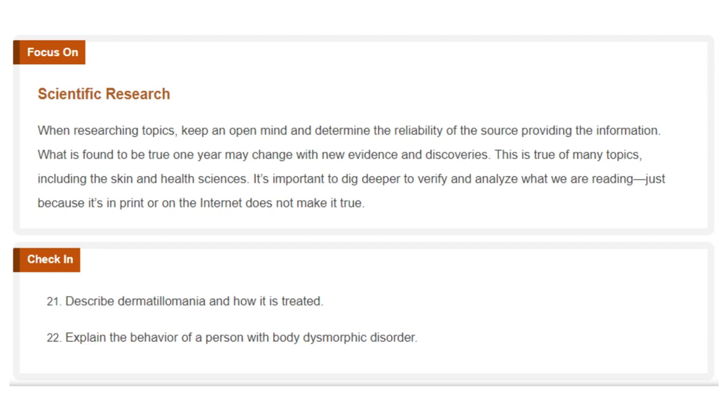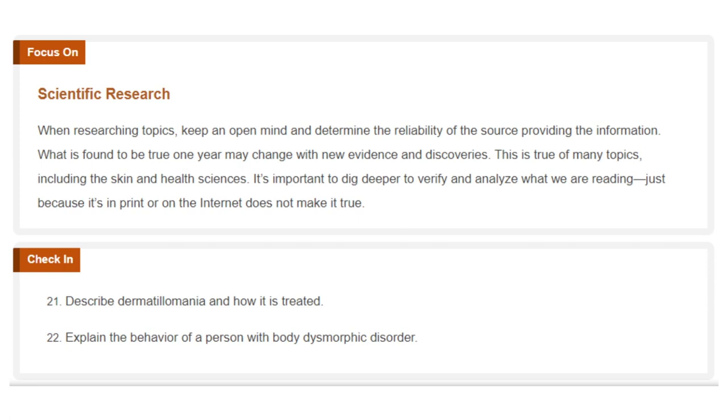Focus on scientific research. When researching topics, keep an open mind and determine the reliability of the source providing the information. What is found to be true one year may change with new evidence and discoveries. This is true of many topics, including the skin and health sciences. It's important to dig deeper to verify and analyze what we are reading. Just because it's in print or on the internet does not make it true.